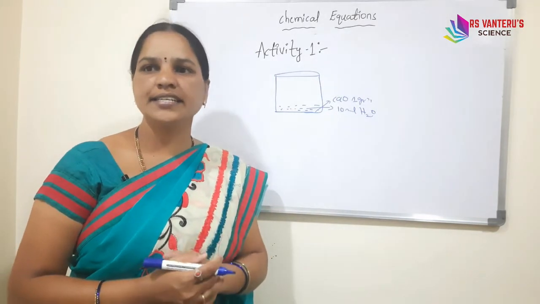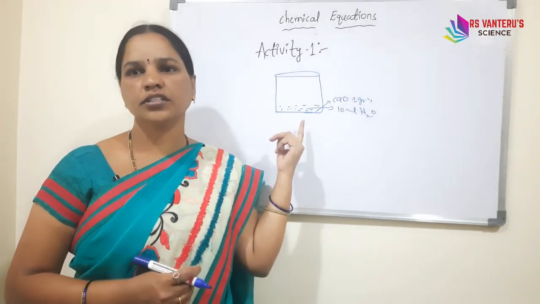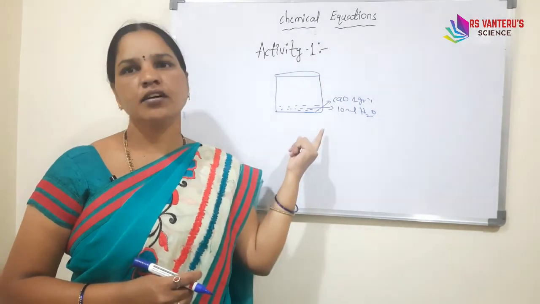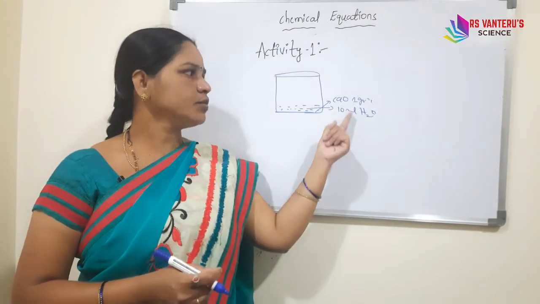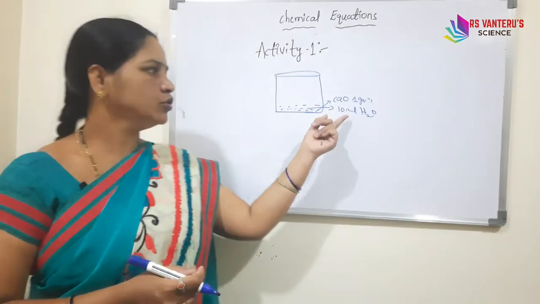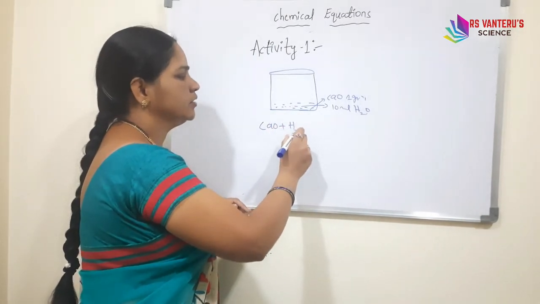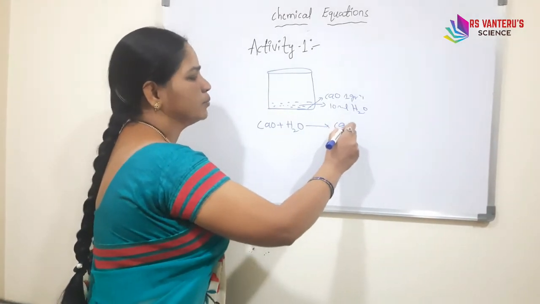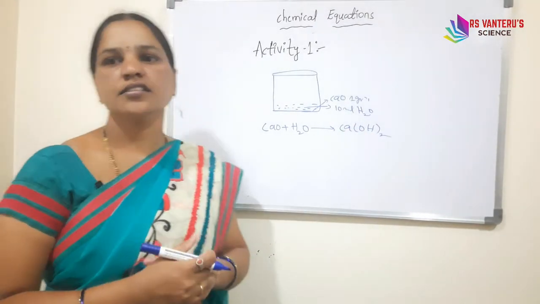What we notice here is that the beaker is hot when we touch it. Calcium oxide on reaction with water releases heat. This calcium oxide dissolves in water, producing a colorless solution. This calcium hydroxide is a colorless solution.